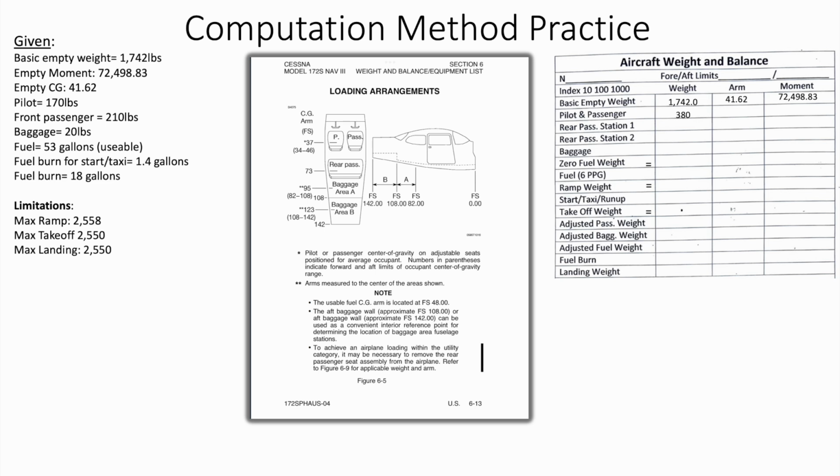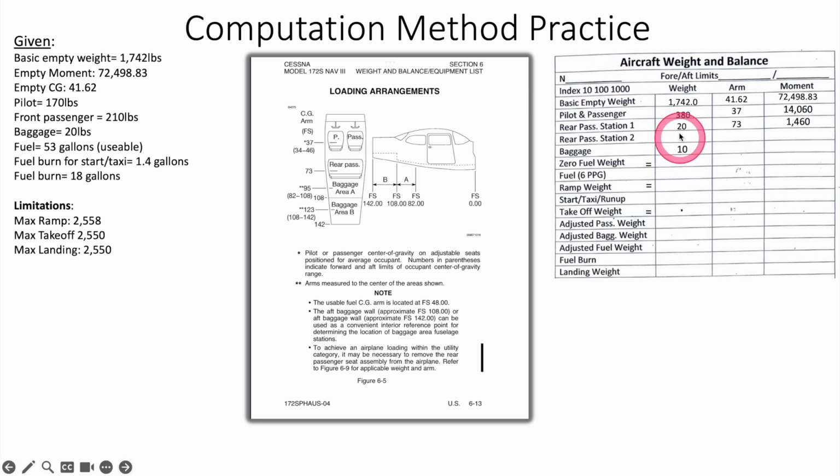Pilot and passenger, this is just referring to the front seats, is going to be 170 pounds plus 210 pounds. So we have 380 pounds multiplied by the station 37 inches, and we get a moment at the front seats of 14,060 inch-pounds. We're not going to carry any passengers, but we're going to put our 20 pounds of bags in the back seat. These are separated into 2 different seats. We're not going to put anything else. So we're just going to use 20 pounds, multiply that by 73 inches for the back seat, and we get a moment of 1,460.